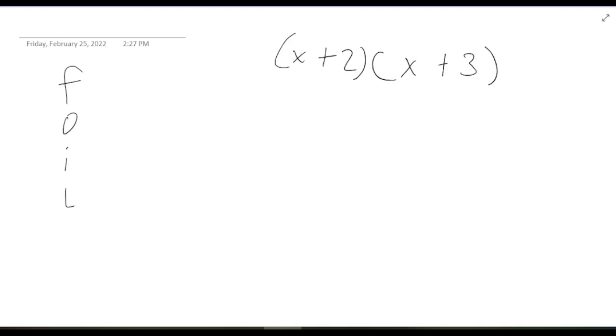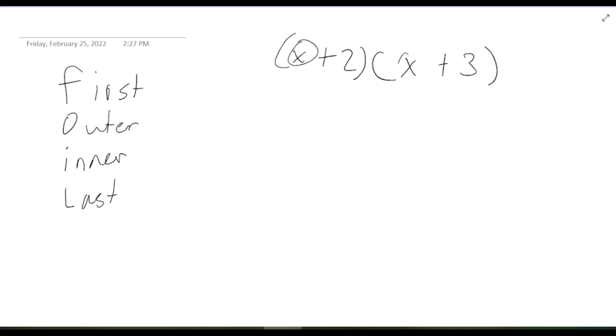So now let's try another example where we have variables. Let's do something a little simpler. So let's do x plus 2 and then x plus 3. So again, we're going to write down FOIL on the side, just so we at least have a reminder what each letter stands for. Okay, so our first step is to multiply the first term in each binomial.